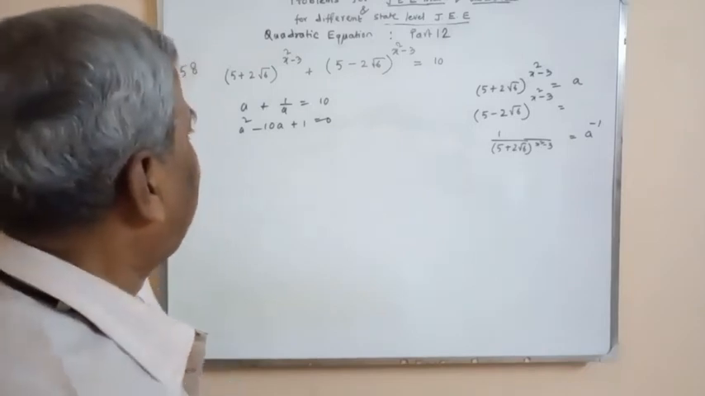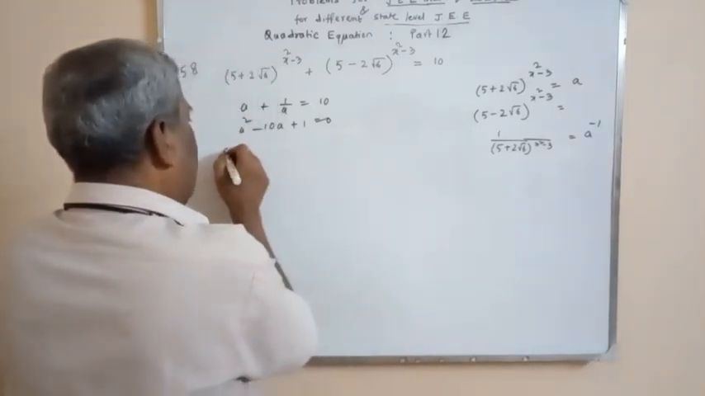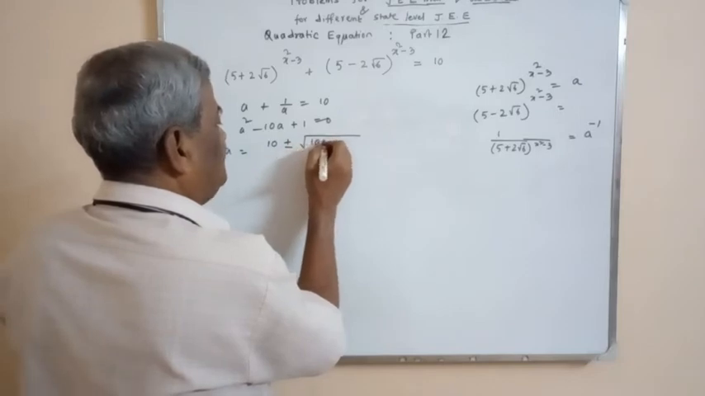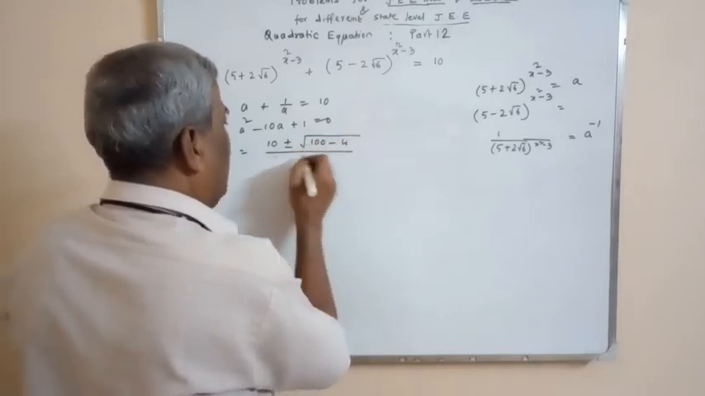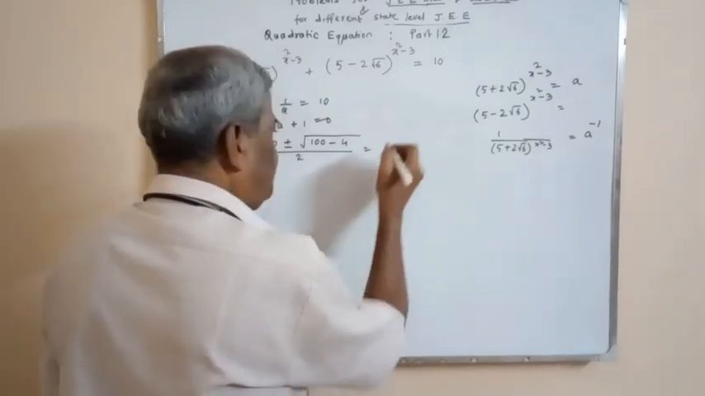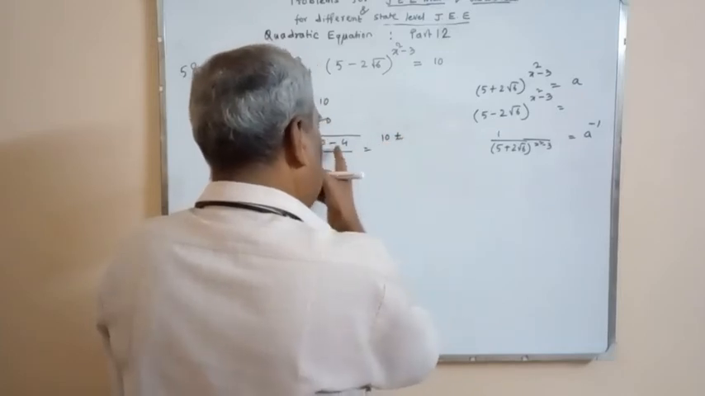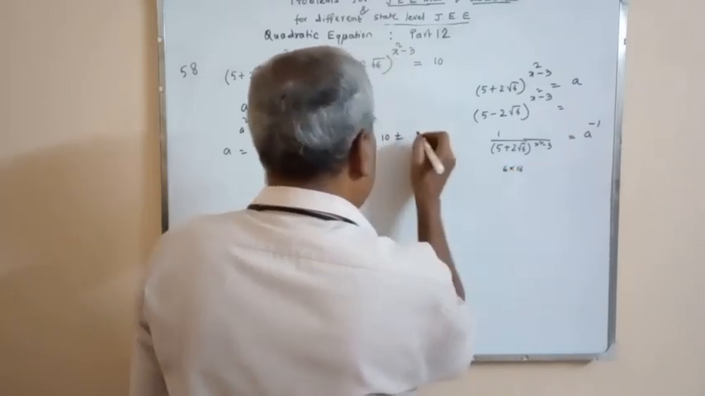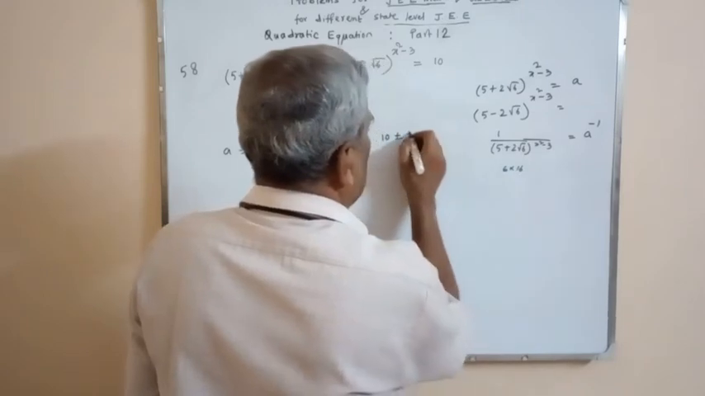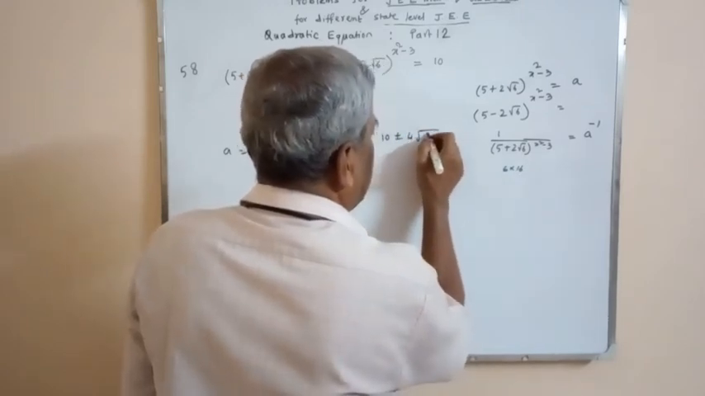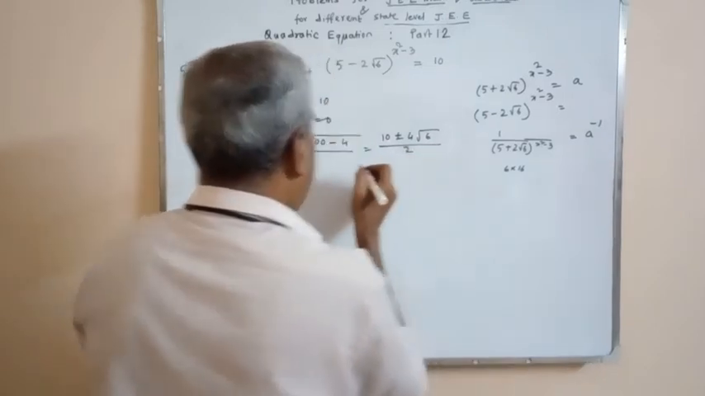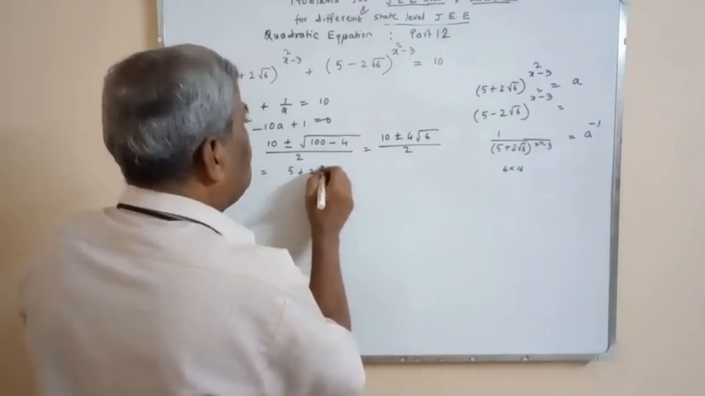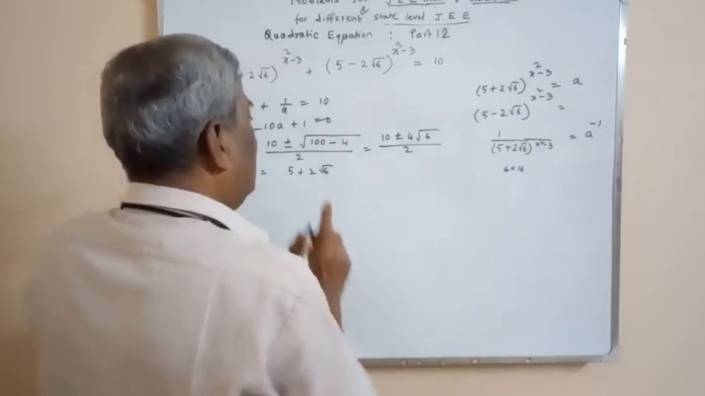We can solve it very easily by using Sridhar Acharya method. a is equal to (−b ± √(b² − 4ac)) by 2, which is 10 ± √96. √96 is √(6 × 16), so √16 is 4, into √6, divided by 2, is equal to 5 ± 2√6. a is equal to that.